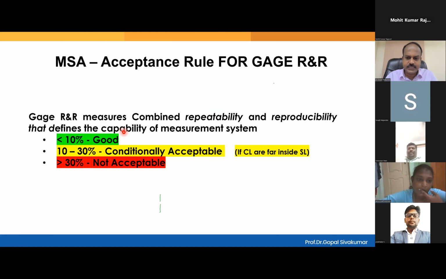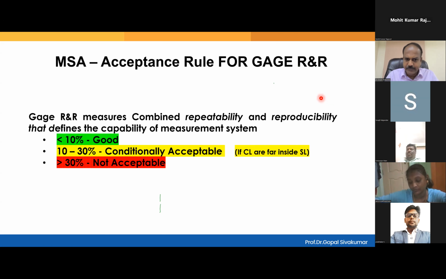Now, gauge R and R less than 10% means the measurement system is good. Gauge R and R 10 to 30% means the measurement system is conditionally good. But more than 30% is never accepted, unacceptable. This must be performed when your data type is continuous. Whenever your data type is continuous, you must conduct the study known as gauge R and R study. Gauge R and R value must be less than 10%.